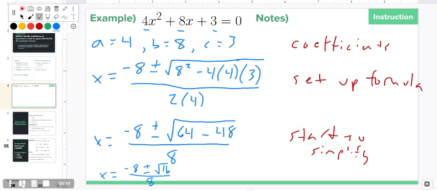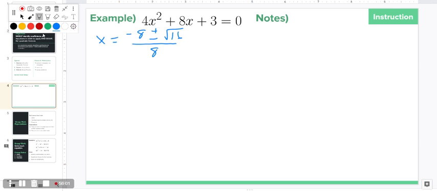Okay, and so obviously I ran out of space here on my slides. You have plenty of space down on your worksheet still, so I'm going to pause my screen, erase here, and rewrite this final step. This x equals negative 8 plus or minus square root of 16 all over 8. I'm going to rewrite that at the top and restart here, so bear with me. Okay, so we're left with this now. We have nothing to simplify until after we simplify that square root.